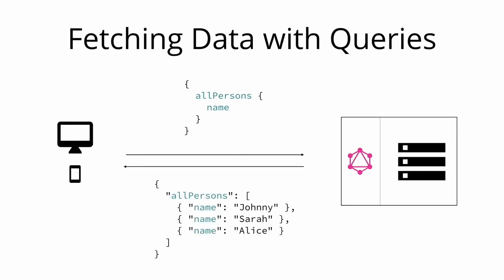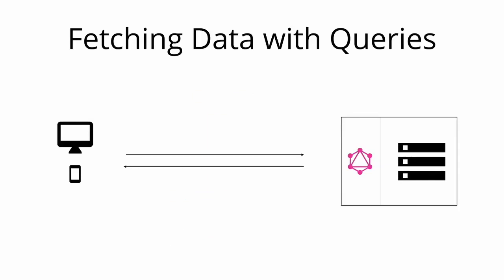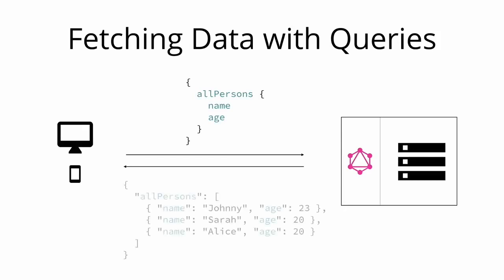Notice that each person only has the name in the response, but the age is not returned by the server. That's because the name was the only field that was specified in the query's payload. If the client also needed the person's age, all it has to do is slightly adjust the query and include the new field in the query's payload. Now, the server will also include the age of each person in its response.